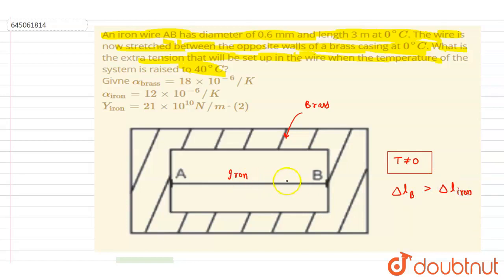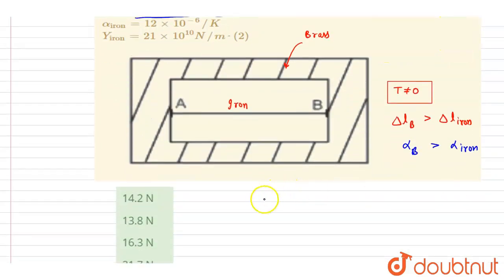And you can see initially they both have the same length, right? So you can check this by checking alpha. The one with the larger alpha will extend more. The brass has more alpha, so brass will extend more, because we know the change in length is proportional to alpha times initial length times delta T, and delta T and initial length are the same for the two.